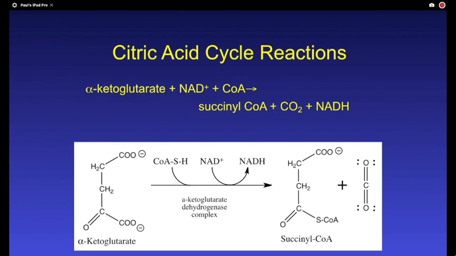All right. The next reaction has alpha ketoglutarate, NAD plus, CoA, makes succinyl-CoA, CO2, and NADH. There are a couple of cofactors that are part of this also: FAD, TPP, and lipamide. The enzyme's name is alpha ketoglutarate dehydrogenase complex. Okay. This is exactly like the pyruvate dehydrogenase complex.